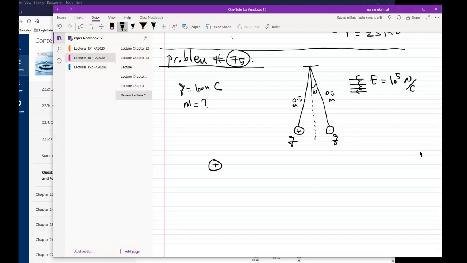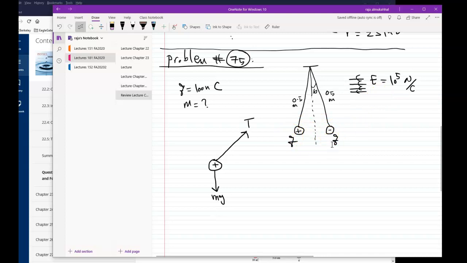Well, the first thing that comes to mind, because I have a string, is that there will be a tension right there, T. And I have mg, correct? The weight of the mass. And I have two Coulombic forces here. Two, not one. One Coulombic force due to the electric field, which is QE, and the other is a Coulombic force due to the attraction between the two charges. You see what I'm saying?